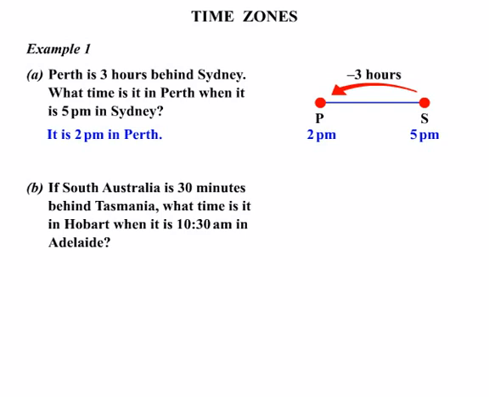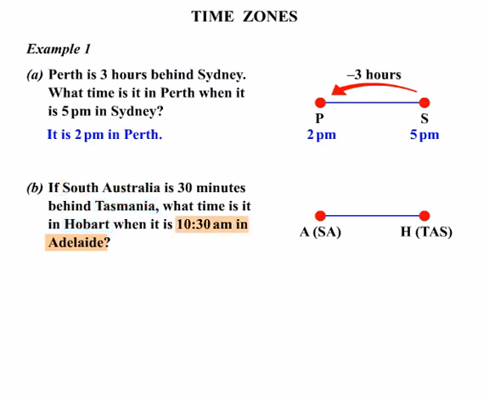Now in part B, we're told South Australia is 30 minutes behind Tasmania, and we need to find out what time is it in Hobart when it's 10:30 a.m. in Adelaide. Let's check your knowledge of capital cities firstly. Adelaide, that's in South Australia, and Hobart, that's in Tasmania. So let's draw up our line first of all. Now Adelaide is further west or left, so we'll put an A there in South Australia, or SA, and then Hobart in Tasmania to the right.